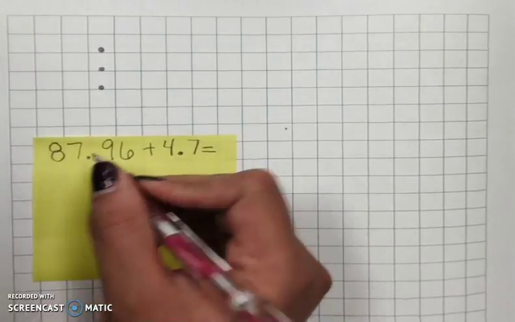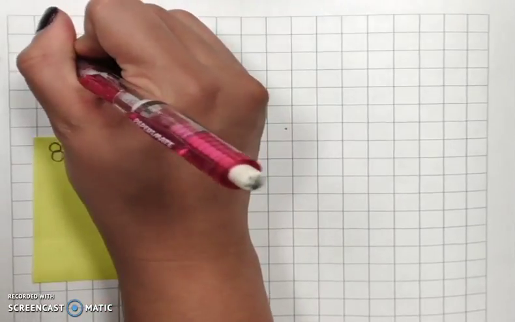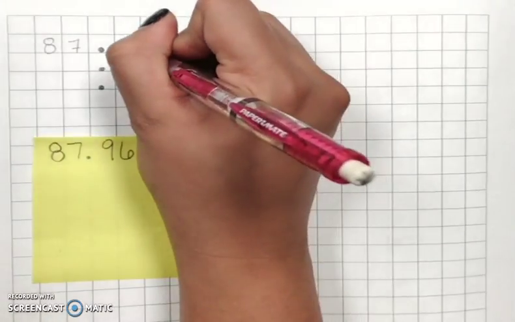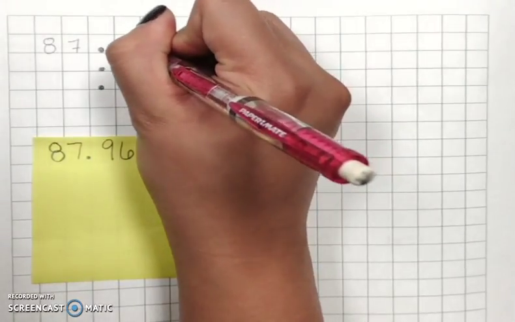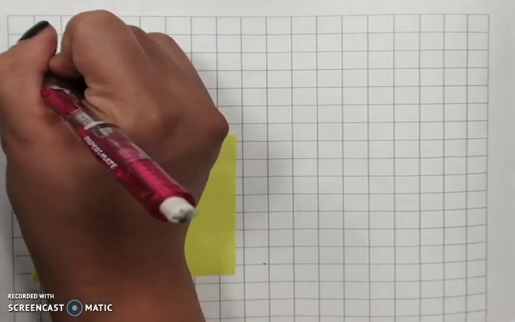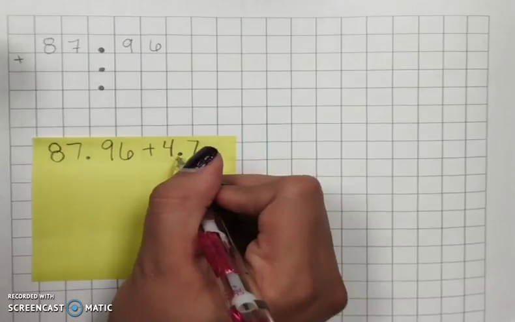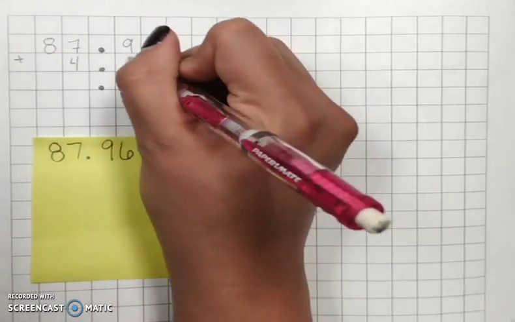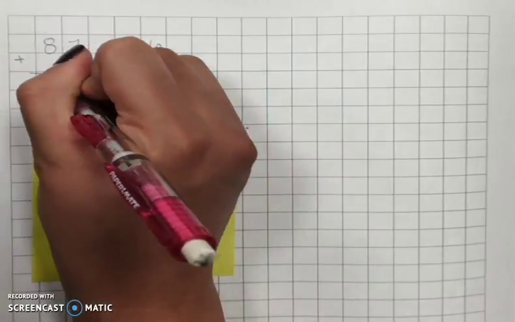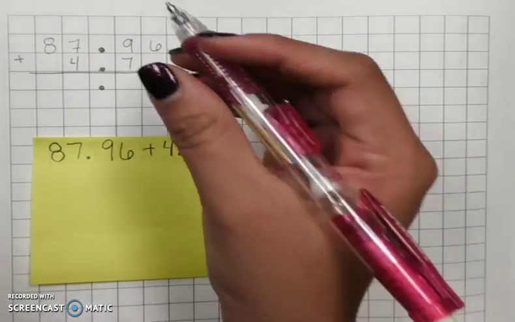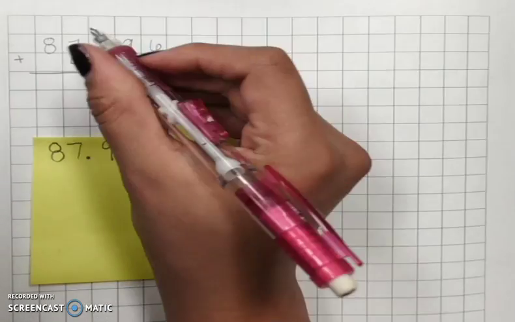And then I write in my numbers. So I have 87 wholes, and then I have 96 hundredths, plus 4 wholes and 7 tenths. Okay, now that I have this done, I need to go ahead and follow step number 2.